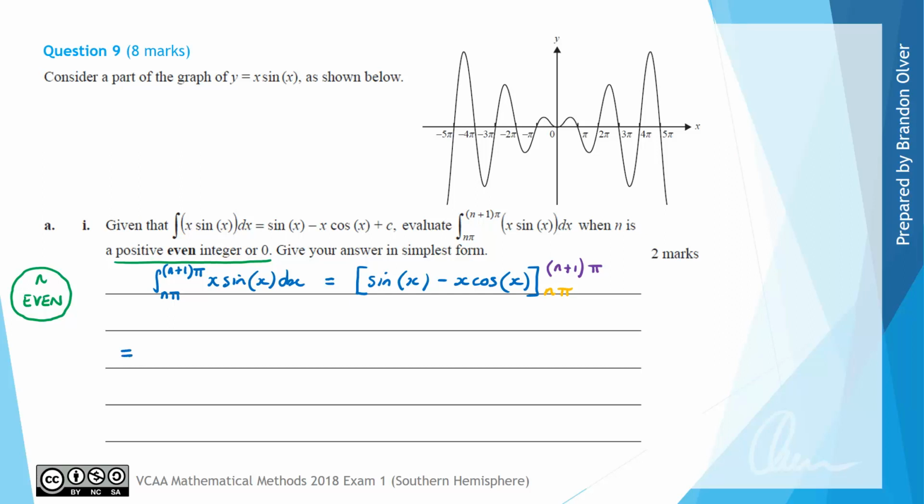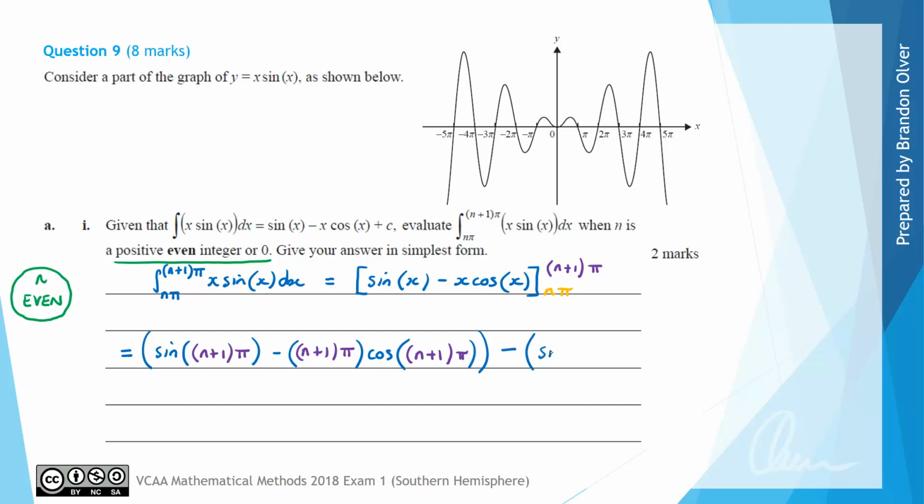And now to evaluate that, we simply substitute in the upper terminal and then subtract away the lower terminal substituted in. So to start off, we're going to have sine of, and then replacing x with n plus 1 times pi, we have n plus 1 times pi. And then we have minus x, but x is being replaced with n plus 1 times pi, and that's times cos of x. And again we replace that with n plus 1 times pi.